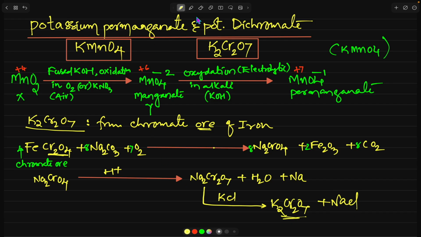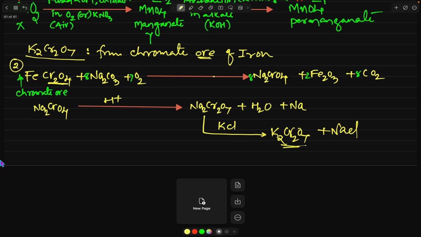So these are the two preparations you should remember. First one is KMnO4, second one is the iron chromate reactions. Okay. So I'll show you one question here, then we'll go back to properties.